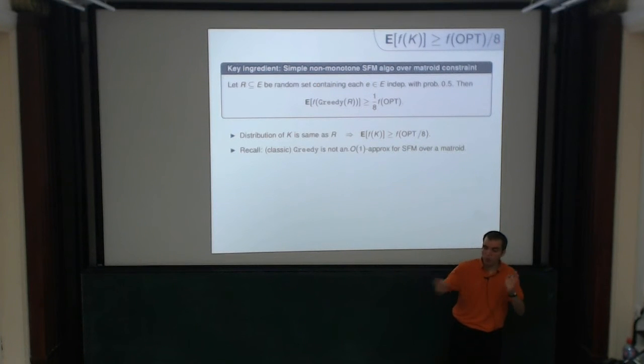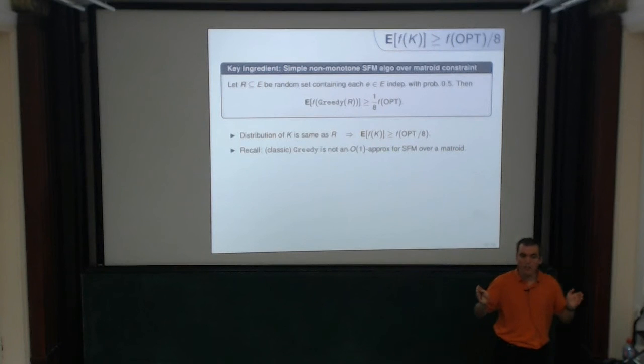First, take a random subset of the ground set that contains each element with probability precisely 0.5, independently with respect to the elements, and then just run the greedy algorithm on that set. It turns out in expectation it's an 8th approximation. So that's all you have to do. So far, I don't know of any simpler algorithm that works on a matroid constraint to get a constant factor for submodular function maximization.